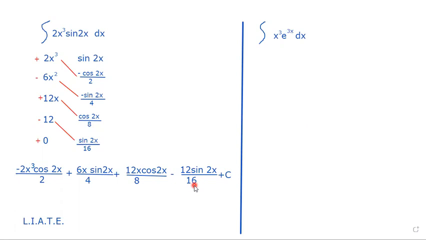So that's how we look at our tabular method. And like I said, it's a lot cleaner than integration by parts on this level.